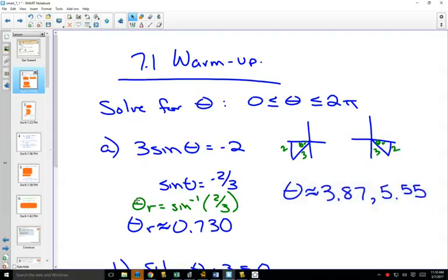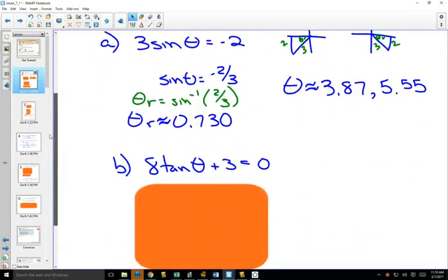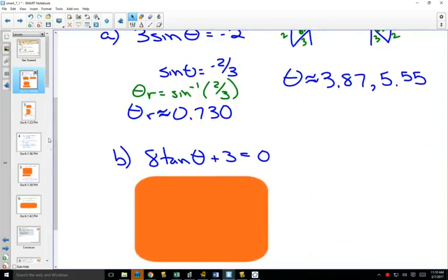Then if you want to find it in quadrant 3, you would have to go pi plus your reference angle. And in quadrant 4, it would be 2 pi all the way around minus your reference angle. So there's your first one. We did that one together. Here's the second one for you to try. As you get better at them, you don't necessarily need to draw the triangles. But find your reference angle, figure out what quadrants it's in, and then solve from there.